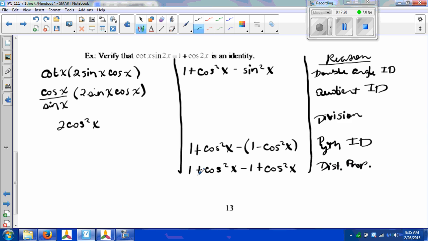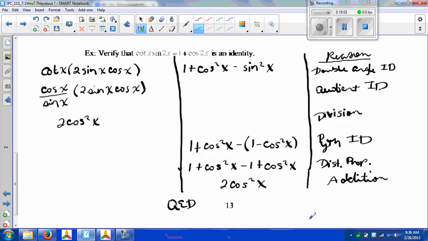Okay, and then next I am going to subtract my 1's and add those, so I just get 2 cosine squared x, and you could just write addition for that, even though technically you subtracted those 1's. Subtraction is addition, just addition of a negative, so we'll just call it addition. Alright, and then that's it, and then don't forget at the bottom your QED, or your box with a dot, whichever one, but I need to know when you think you're finished with your proof. Alright, there it is.